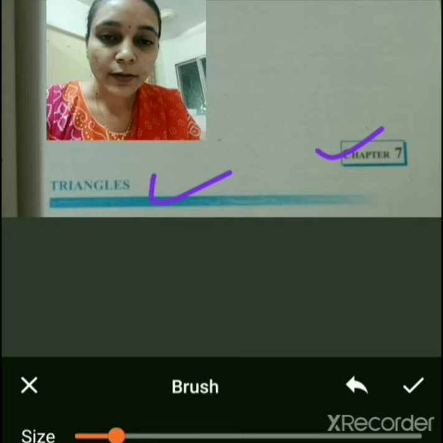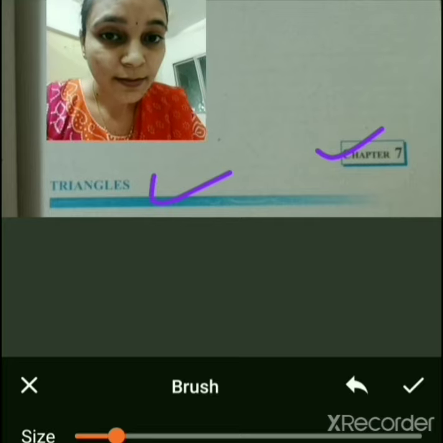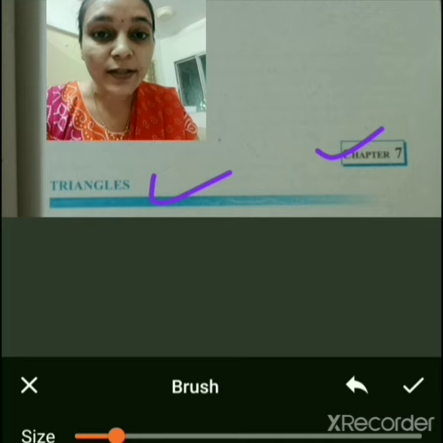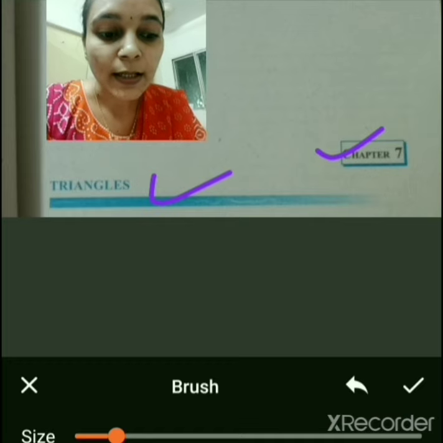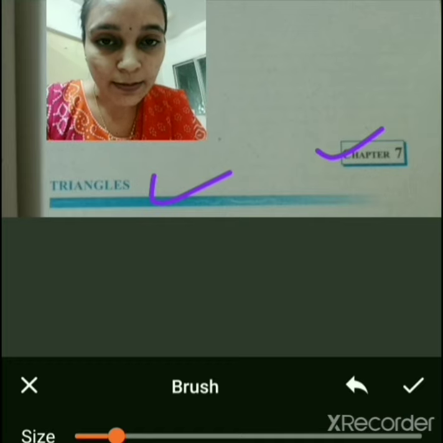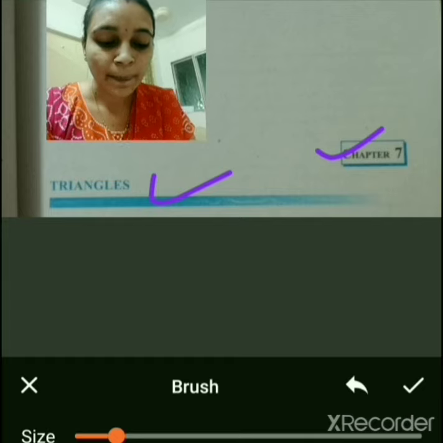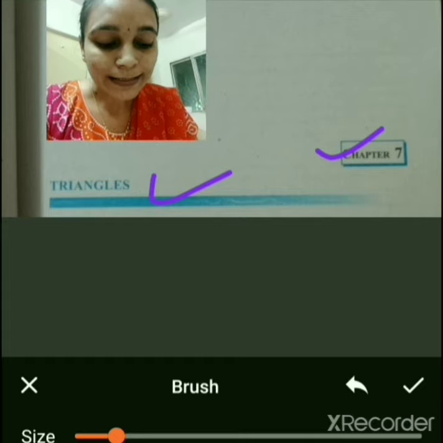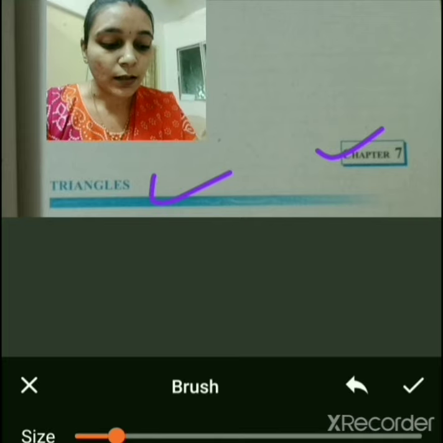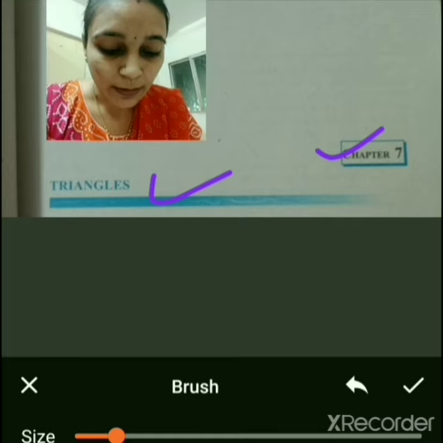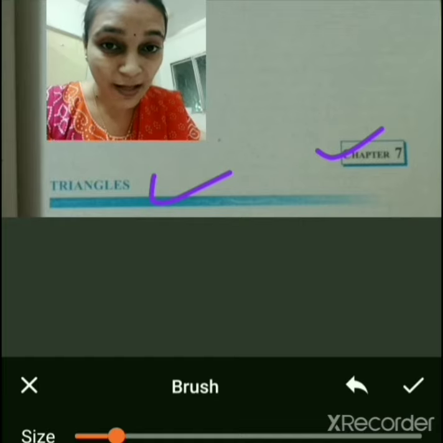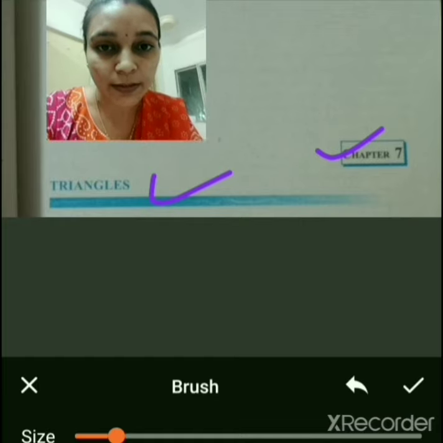Do you remember what such figures are called? They are called congruent figures. Figures that look identical are called congruent figures. Congruence means equal in all respects, or you can say figures whose shape and size are both equal, both the same, are called congruent figures.